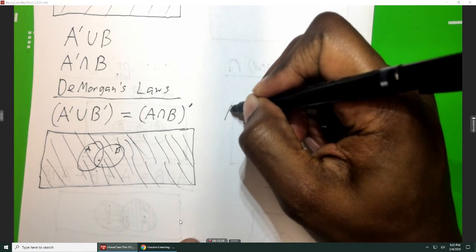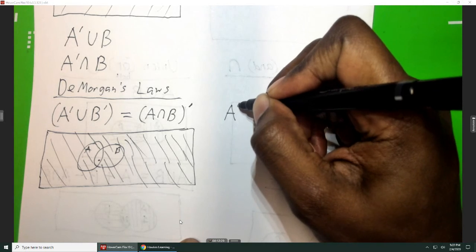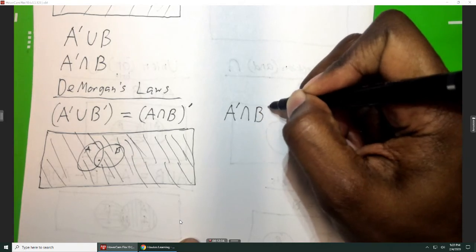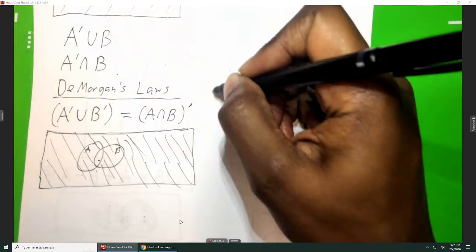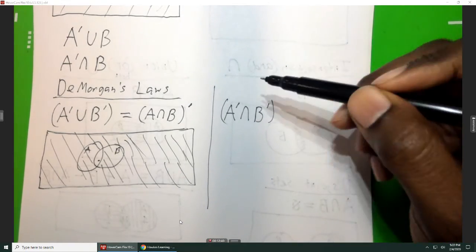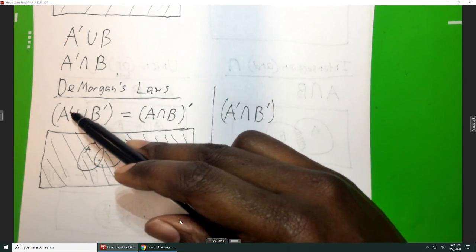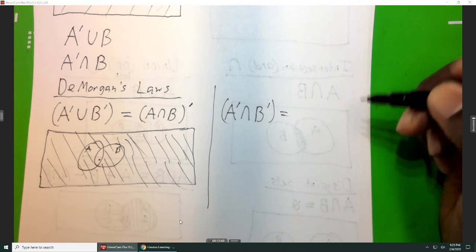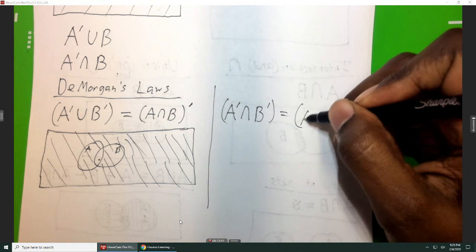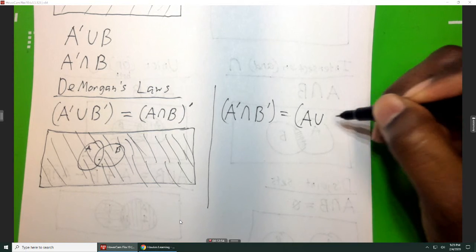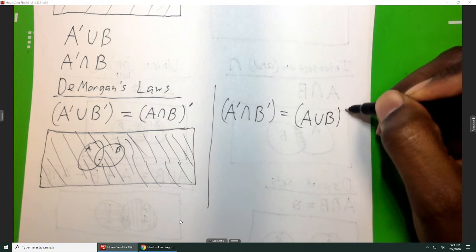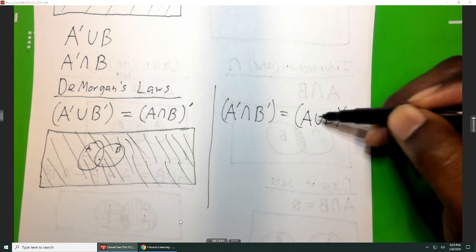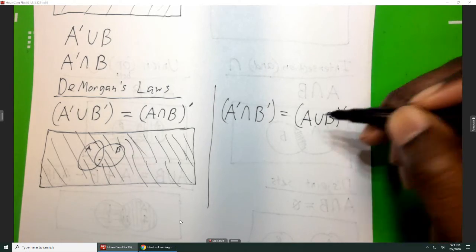That is A complement intersect B complement. You can probably guess, if you just factor out or translate that complement outside of the parentheses, we would end up with A union B, and then the complement will be on the outside. So A and B, okay, A or B, sorry, the opposite of A or B.